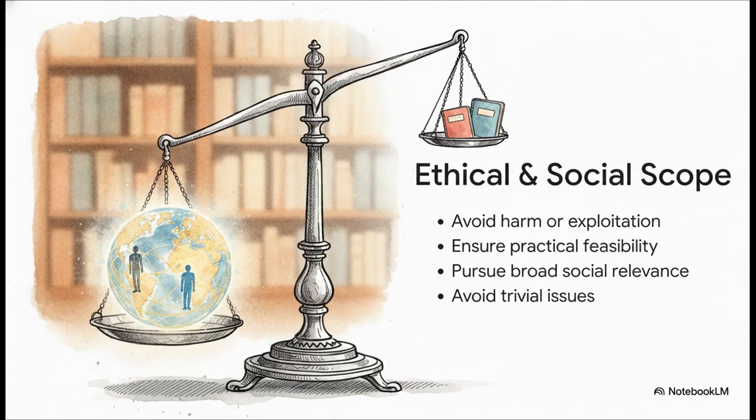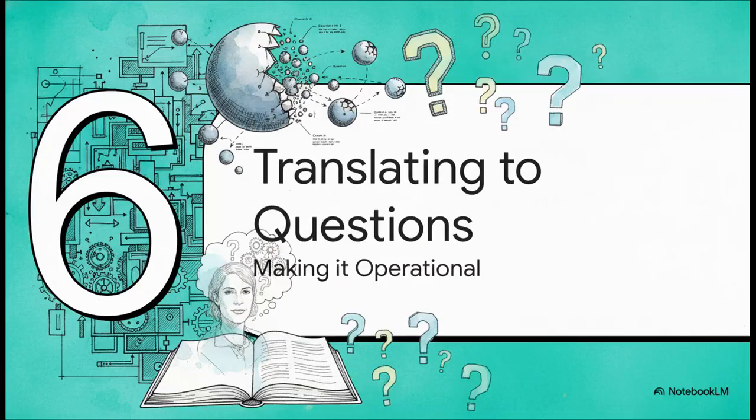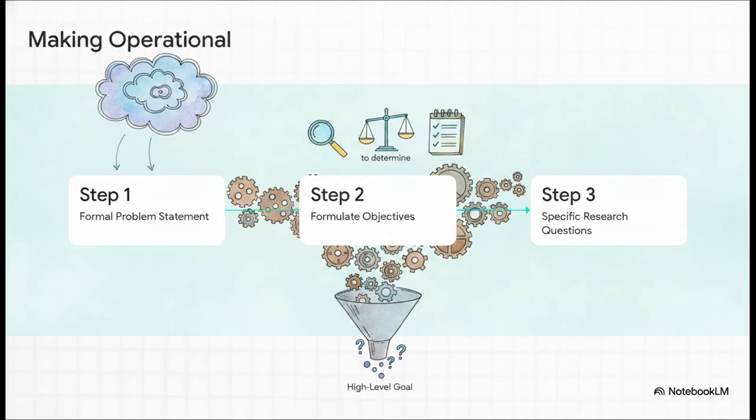As Keith Punch notes, ethical and social feasibility is just as vital as practical feasibility. At the end of the day, you want to ensure your rigorous, hard work contributes positively and meaningfully to society. Which leads us to our final phase, Phase 6, translating to questions, making it operational. Let's move to this slide and see how this all builds together.